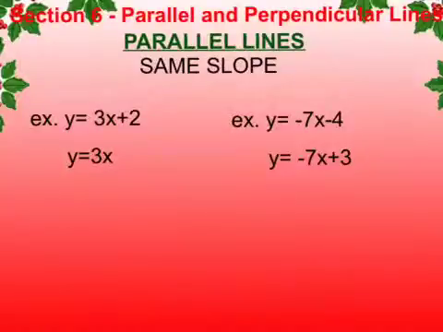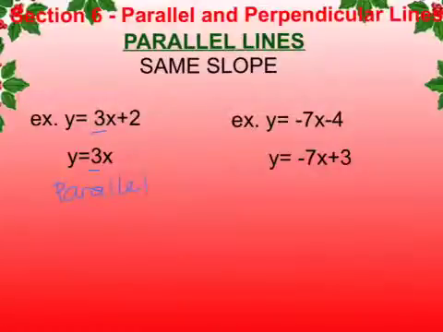Chapter 5, Section 6, Parallel and Perpendicular Lines. So one way to tell if lines are parallel is looking at the lines in slope-intercept form or point-slope form. You check the slopes, and if they're the same slope, if they're equal, then the lines are parallel. So you can see here that the slope is 3 in both equations, so the lines are parallel.